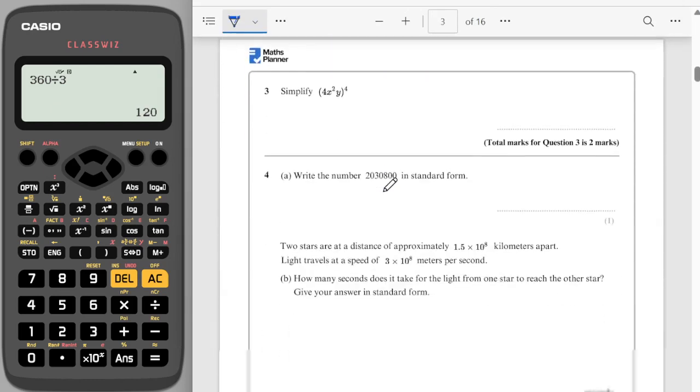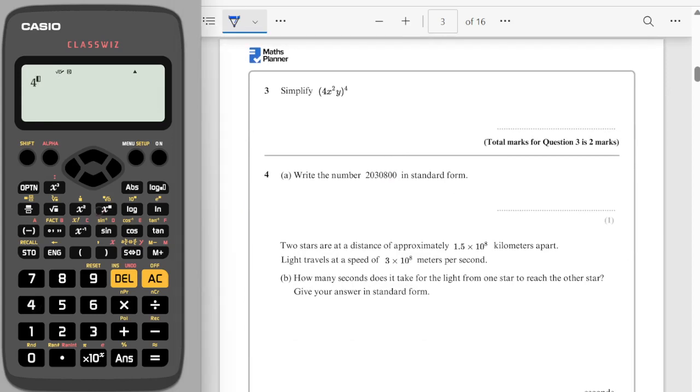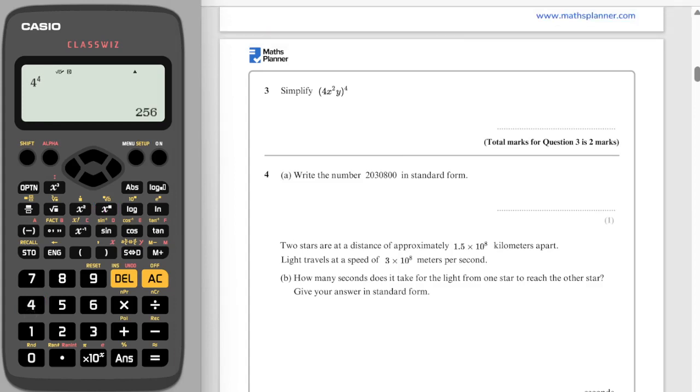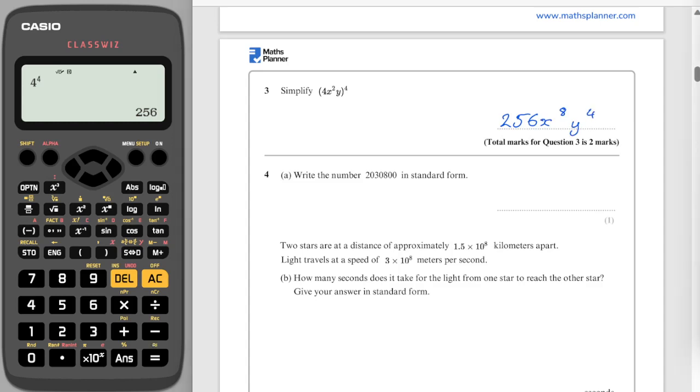Okay. So question 3, simplify 4x squared y to the power 4. So we're looking at 4 to the power 4, so 256. X squared to the power 4 is going to be x to the power 8, and then y to the power 4.